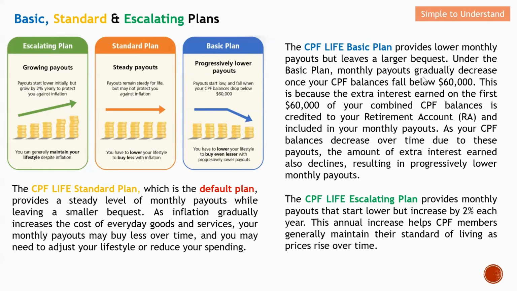Why after 60K does your money payout actually start to reduce? This is because the extra interest that I earn on the first 60K of your CPF balance, which is credited into your RA account, will also be included in your money payout. So therefore, after 60K, you can see that the money payout starts to reduce.